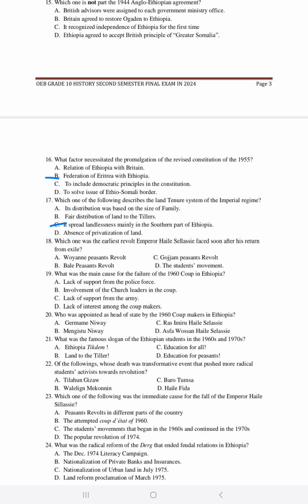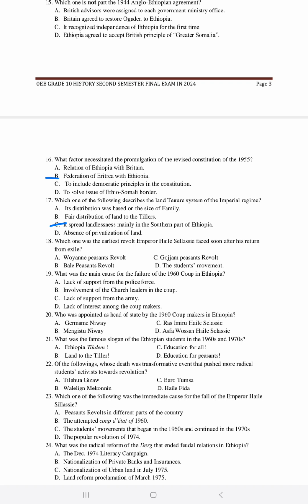No, the land tenure system was through gult or rist. Fair distribution of land to the tiller was not during the imperial period. Land was not distributed among the peasants at that period. The absence of privatization of land is not considerable. Why? Because through the colonial system, private land ownership was also expanded.